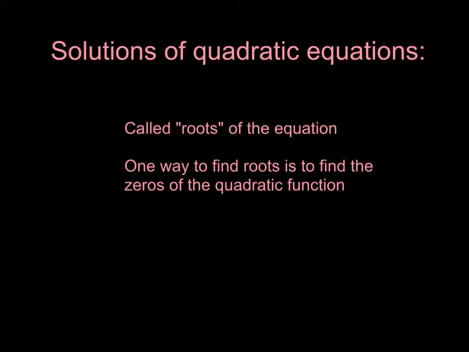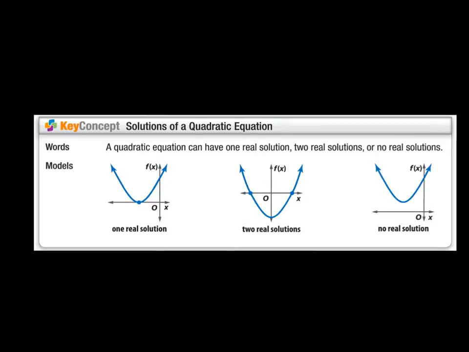So they're called roots of the equation. That's another term for solutions, roots. And one way to find these roots is to find the zeros of the quadratic equation. And here's a nice visual way to represent what this means. So take a second, pause the video to write down this entire thing because it's super important. We have solutions of a quadratic equation. In words, a quadratic equation can have one real solution, two real solutions, or no real solutions.